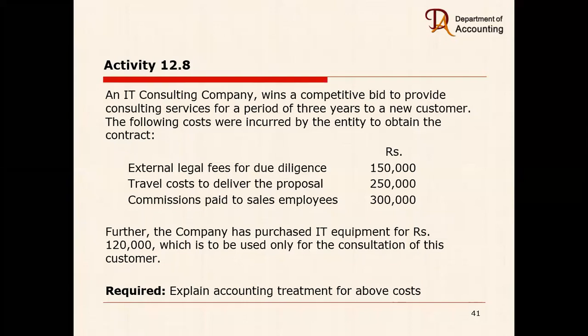Then commission paid to sales employees. You have paid the kind of commission you would have agreed, and you would have paid that 300,000. Altogether, you have incurred 300, 250 and 150,000. Further, the company has purchased IT equipment for rupees 120,000, which is to be used only for the consultation of this customer. So you have purchased IT equipment, which is necessary in satisfying the requirement of the customer.